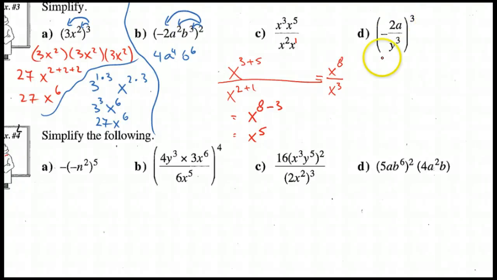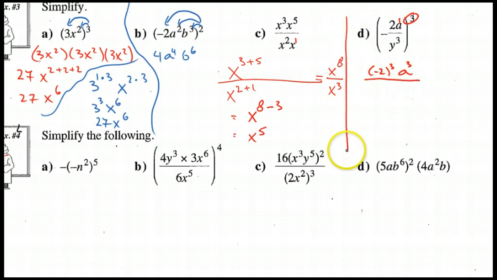So here we go. We have lots of stuff in the bracket here, and then we have an exponent on the outside. So let's get that exponent in there. My coefficient here is -2. So -2 is going to get that exponent. The a is going to get the exponent. So it's a to the 1 times 3. That's how I got the 3 there.